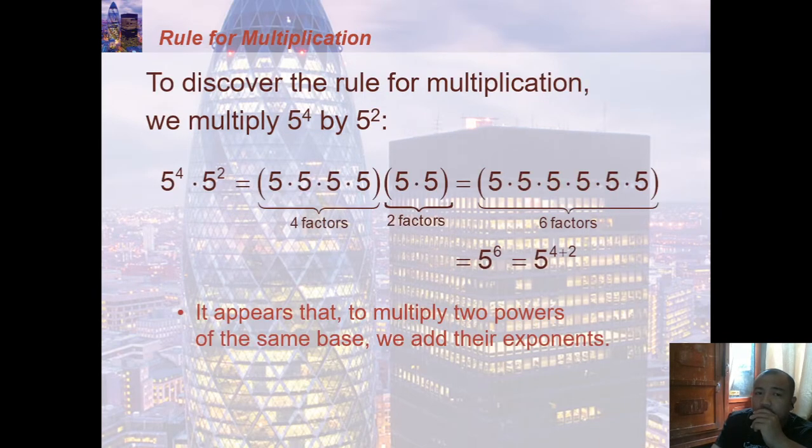Rule for multiplication. To discover the rule for multiplication, we multiply 5 to the 4th by 5 squared. 5 to the 4th means 4 factors of 5. 5 squared means 2 factors of 5. If we combine, it will be 6 factors of 5, and 6 factors of 5 means 5 raised to 6. So we added 4 and 2: 4 plus 2 gives 5 raised to the 6th power. It appears that to multiply two powers of the same base, we just add their exponents. 5 to the 4th times 5 squared is 5 to the 4 plus 2, which is 5 to the 6th power. We keep the base and add the exponents.